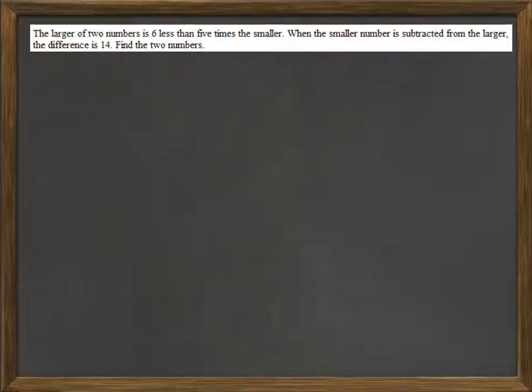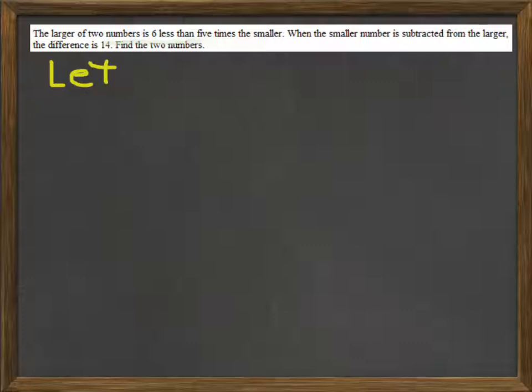Mastery number 8 in section 2.5 seems to be giving some folks some trouble. It reads, the larger of two numbers is 6 less than 5 times the smaller. When the smaller number is subtracted from the larger, the difference is 14. And then it asks you to find the two numbers.